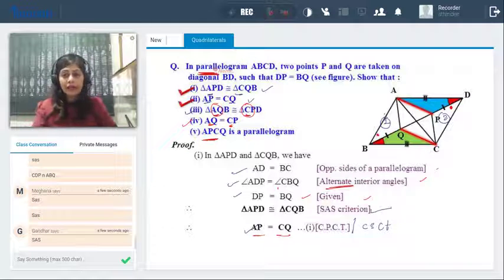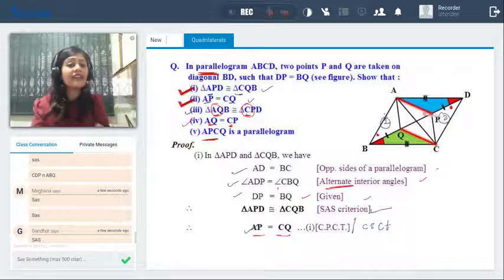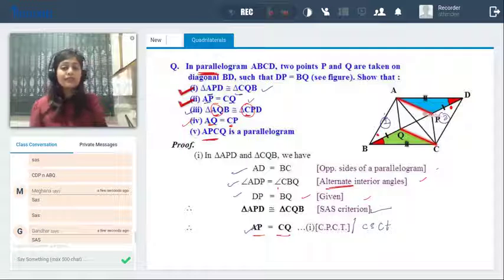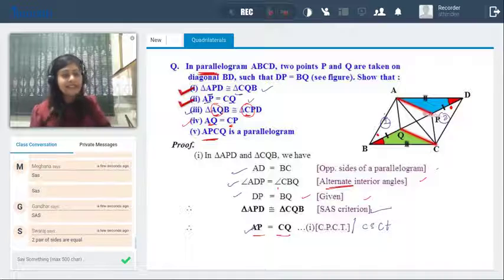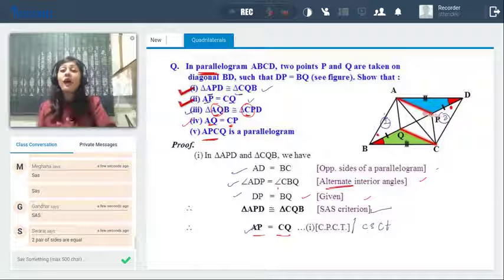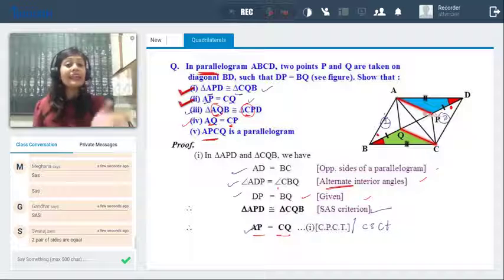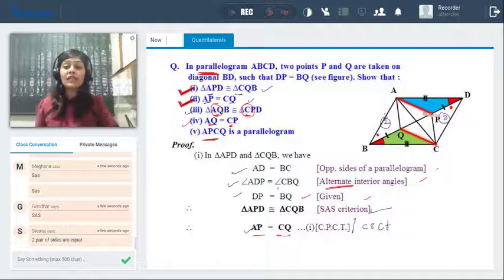Okay, so all right. But if you look at APCQ, do we know anything about opposite sides of this figure? Do we know anything if the sides are parallel? No. So this property is ruled out. What's the second property? Okay, Swaraj says two pairs of sides are equal. Yes, that's correct. Now, let's look at the second property. Opposite sides of a parallelogram are also equal to each other, students. Opposite sides are also equal to each other.